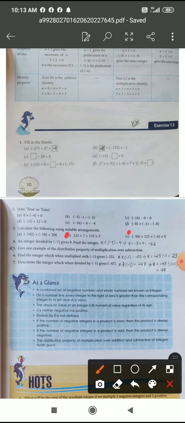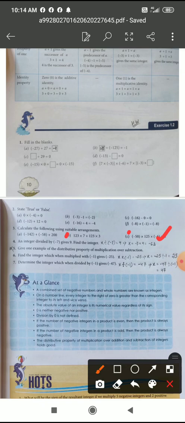Number four, an integer divided by minus 7 gives 9. Find the integer. For example, just we take x for unknown integer, then x divided minus 7 equal to 9. Then x equal to, just we multiply minus 7 and 9. Then we get our answer.